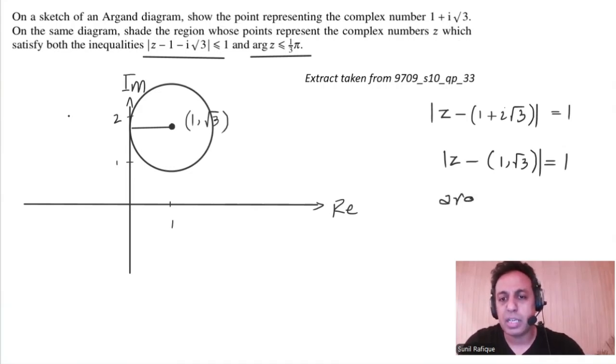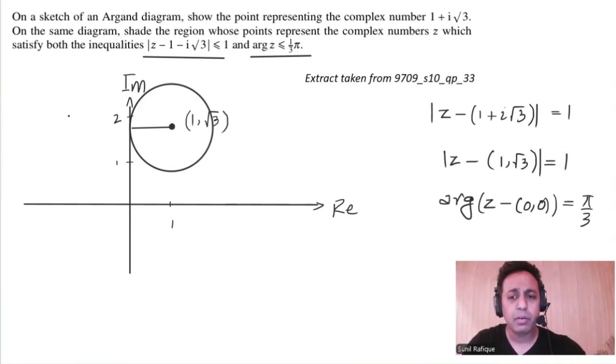Okay, so what about the next locus? It's arg z, which I can write as arg of z minus (0, 0), which is the origin. If no reference point is given, (0, 0) is your reference point, and put it equal to pi over 3. Now remember from my argument lesson, again, if you haven't watched, you must go back and check that again. So argument is usually the tan of the angle. So z minus the origin, this distance is tan of pi over 3.